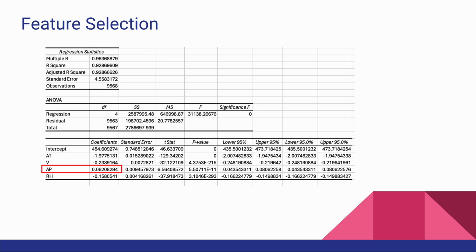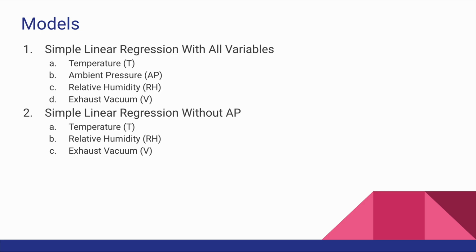So using that, I decided to do two different models, one where we use a linear regression with all the variables that were supplied at the beginning, and another where we did a linear regression without ambient pressure, as it seemed like it was being used the least to determine the final energy output.